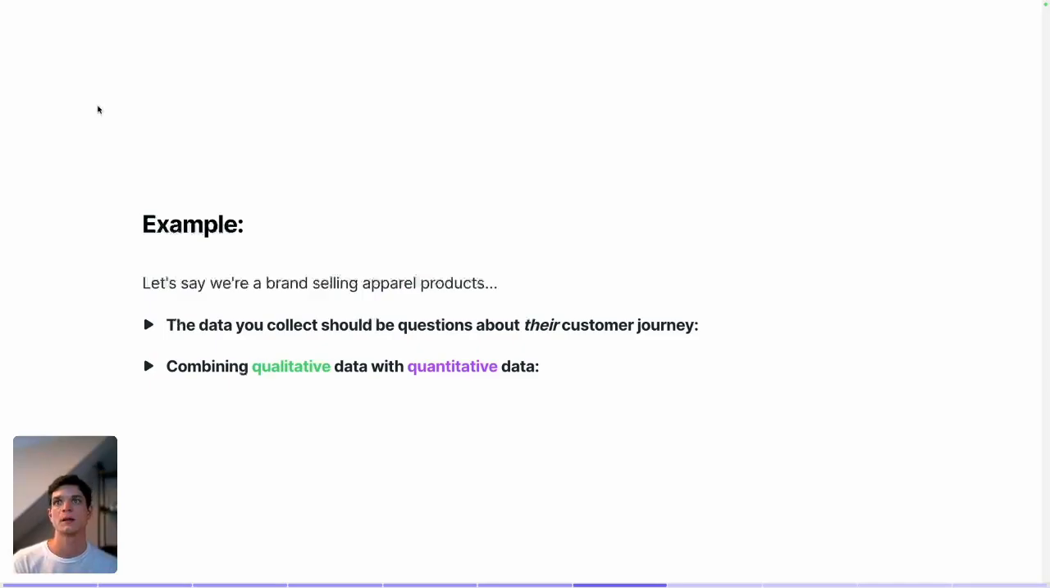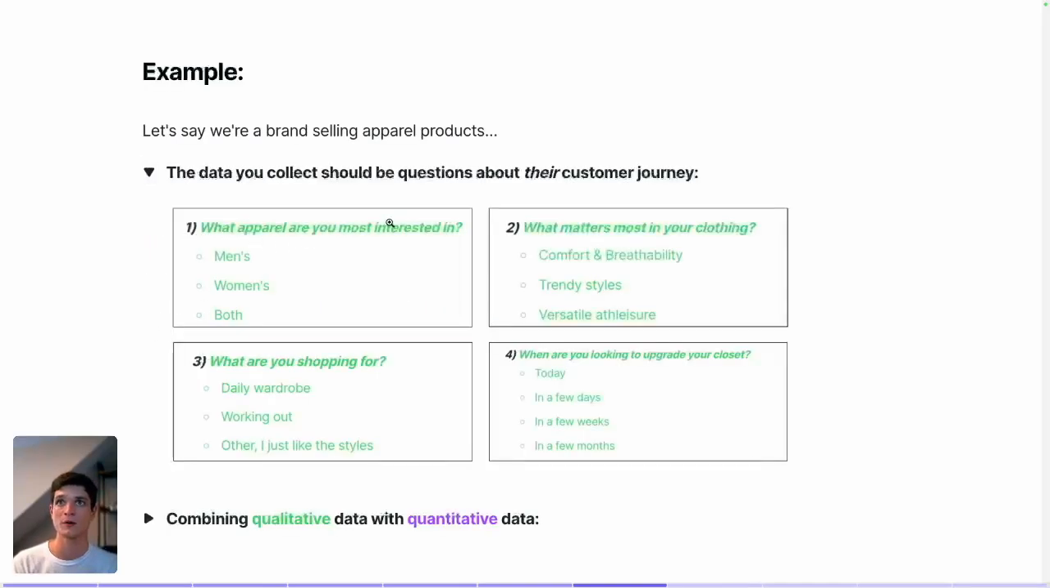So for example, let's say that we're a brand selling apparel products. The data collected should be questions about their customer journey, the visitor's customer journey. So things like, what apparel are you most interested in? Men's, women's, both? What matters most in your clothing? Comfort and breathability, trendy styles, versatile athleisure? What are you shopping for? Daily wardrobe, working out, other?